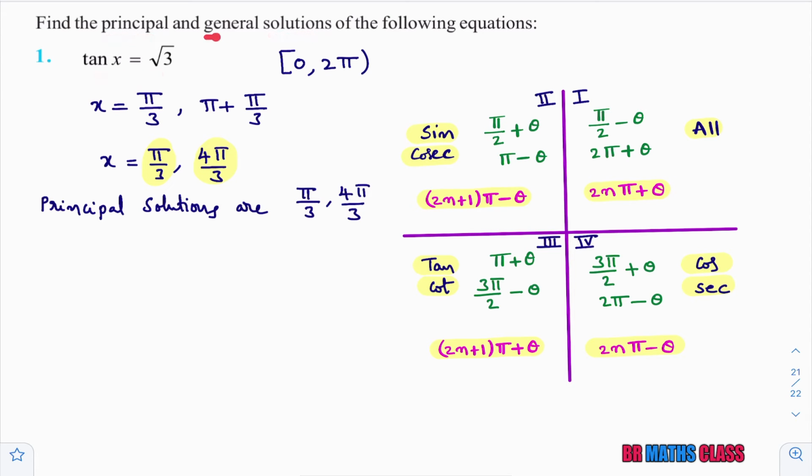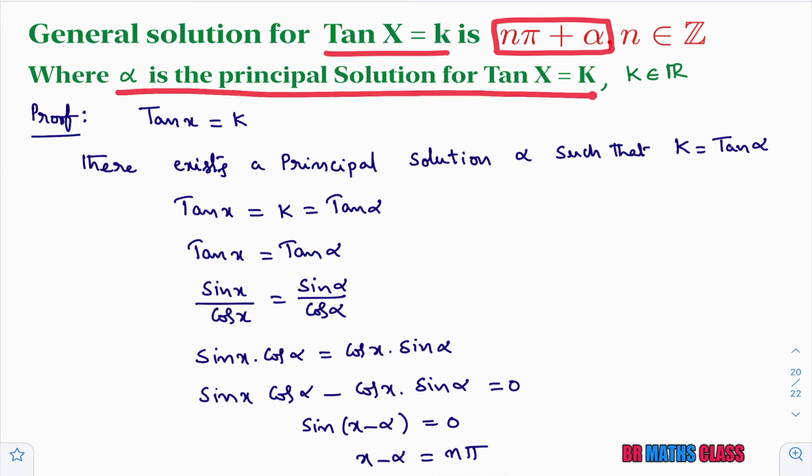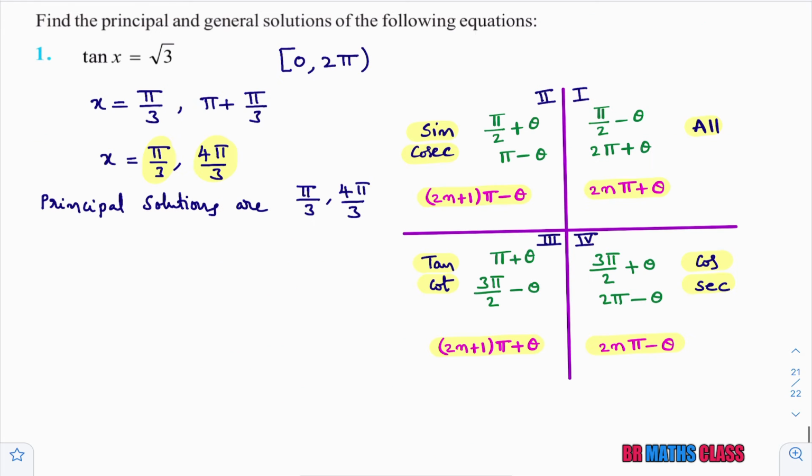Now, we need to find the general solution. You observe, this is of the form of the general solution for tan x equal to k. Sixth result: the general solution for tan x equal to k is what? The general solution for tan x equal to k is n pi plus alpha, where alpha is the principal solution for tan x equal to k. So here, the general solution for tan x equal to root 3 is n pi plus alpha.